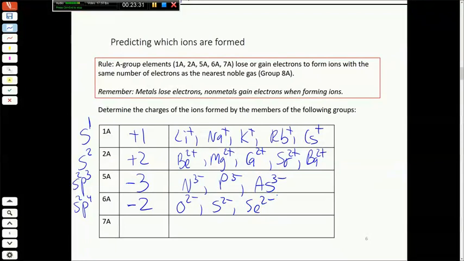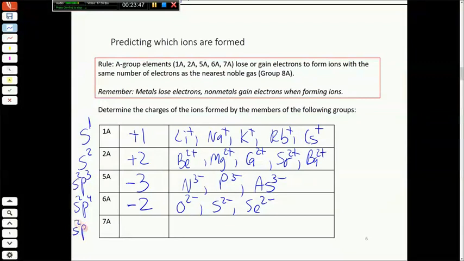As you go further down these p blocks, especially for group 5 and group 6, the elements way at the bottom tend to have more metallic characters. They don't form anions. But the ones up top, like oxygen, nitrogen, sulfur, and phosphorus, behave like nonmetals and gain electrons to form anions.